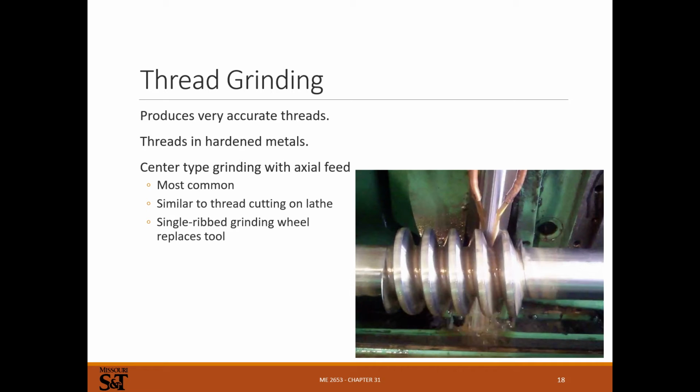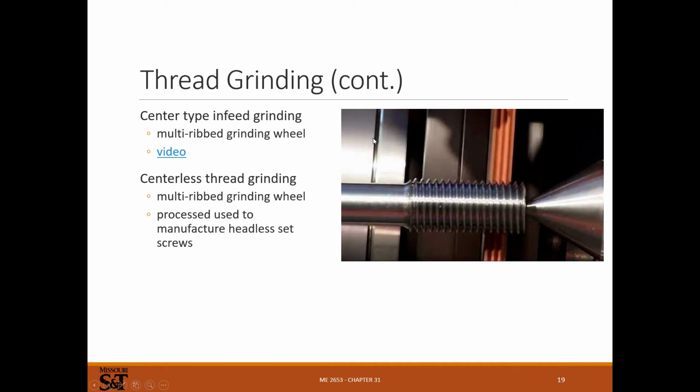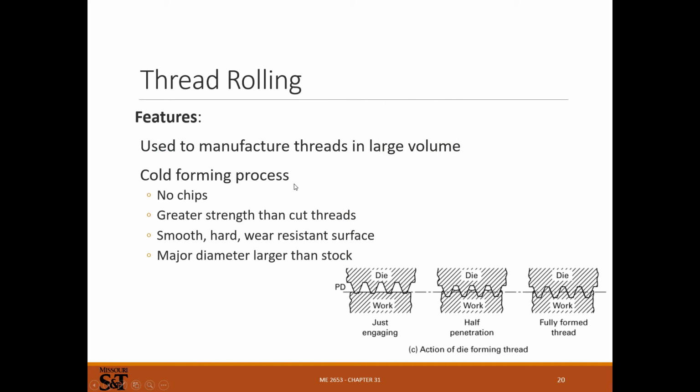Grinding, for some really hard materials where you need precise threads, might be an attractive way of doing it. It's a similar process to cutting on a lathe, except you're going to use a spinning grinding wheel. So it works like single point threading, but you're going to use a rotating thread-shaped grinding wheel, and you're going to have to feed it in axially as the part turns radially. There's center type, which would be this one here. There's centerless, where you've got two wheels, just like centerless grinding, and that can produce set screws, the screws that don't have a head on them.